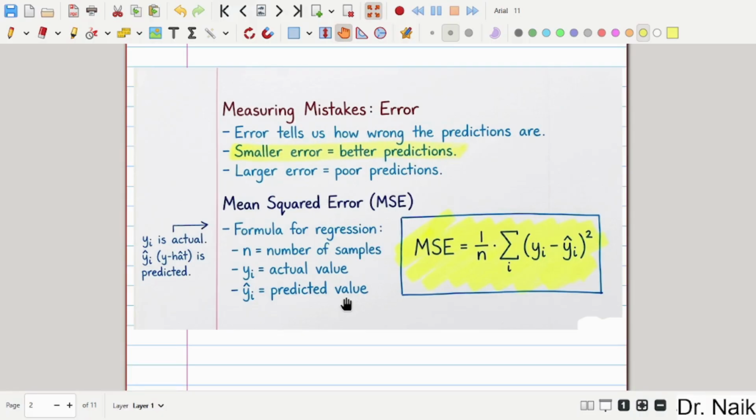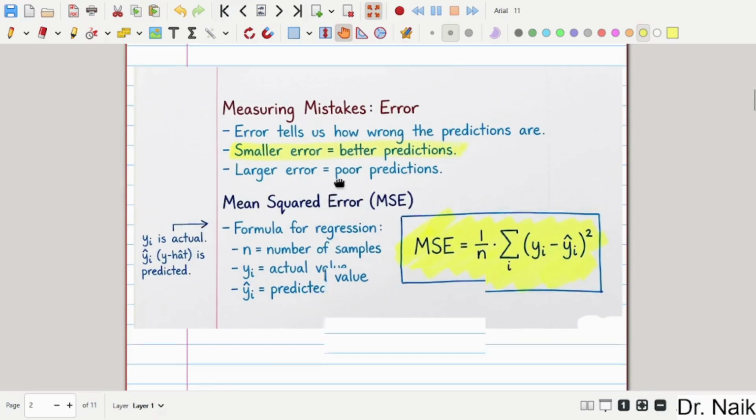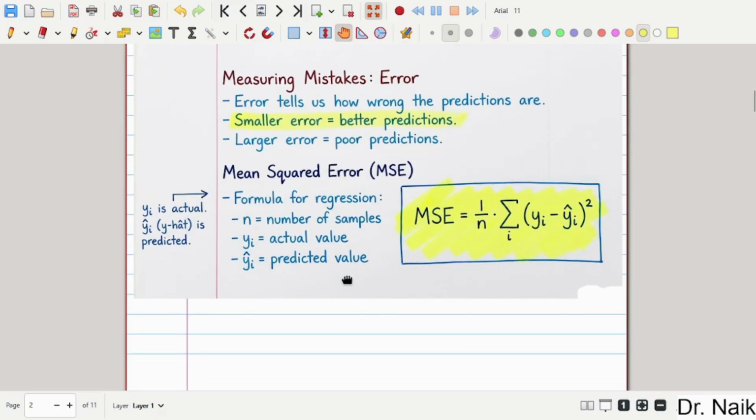First, we calculate the difference between the actual value and the predicted values. Then we square that difference, and finally we average all the squared errors. The smaller the MSE, the better the model. A larger error means poor prediction and a smaller error means better prediction.